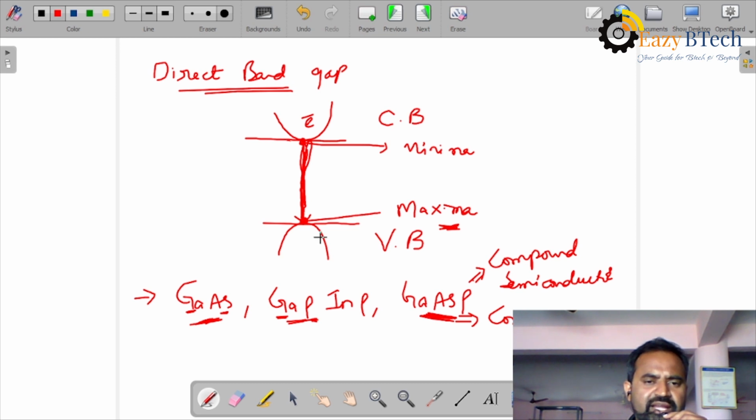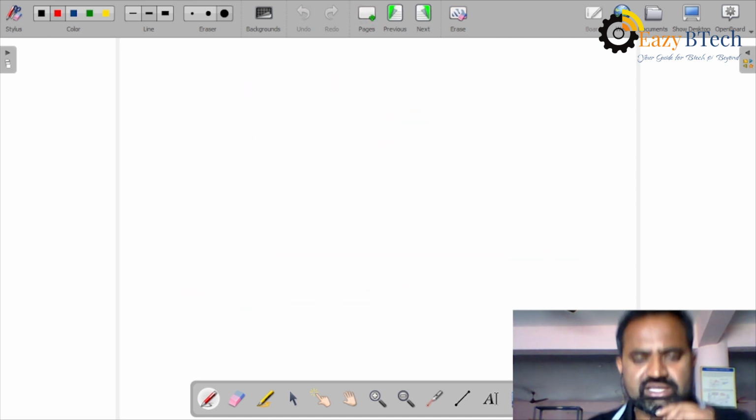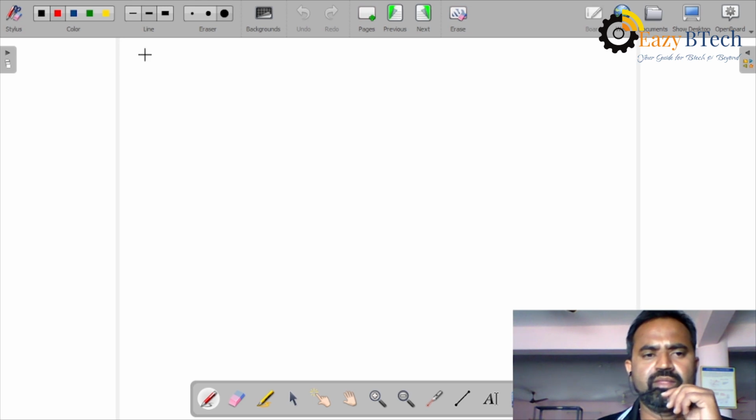In a direct band gap semiconductor, the traveling path of an electron from the conduction band to the valence band is a straight path, whereas in the case of an indirect band gap semiconductor, the traveling path of electrons is a random path. Now we discuss clearly what the indirect band gap is.